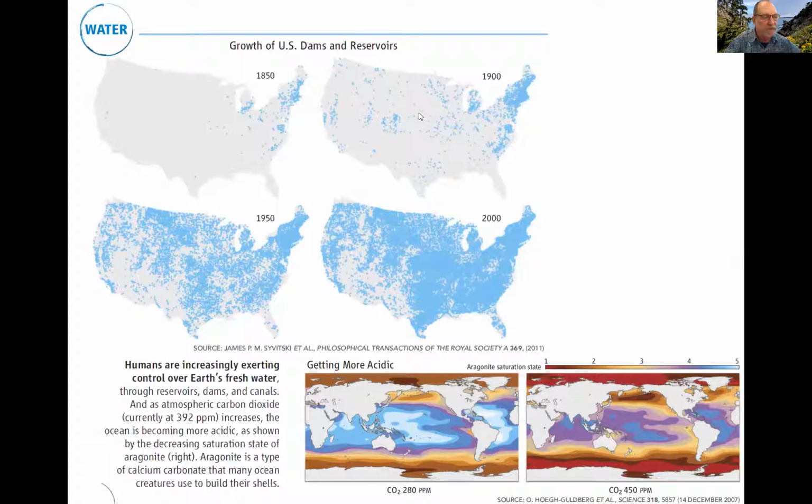And over time, you can see that there's been a tremendous growth in this sort of impoundment. So dams and reservoirs have dramatically changed the freshwater utilization. Not shown in here is the use of pumping of water from aquifers. And so much of the American West has been converted to agricultural use, and those agricultural ecosystems are supported by fresh water, which would normally not be supplied by the natural climatic systems.